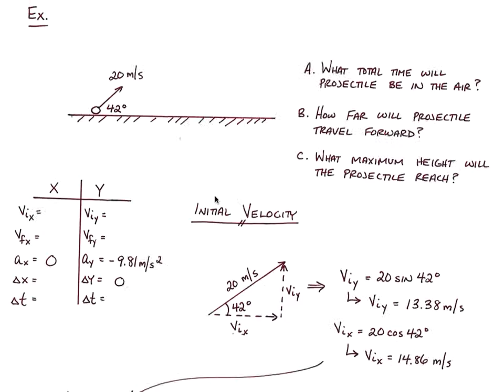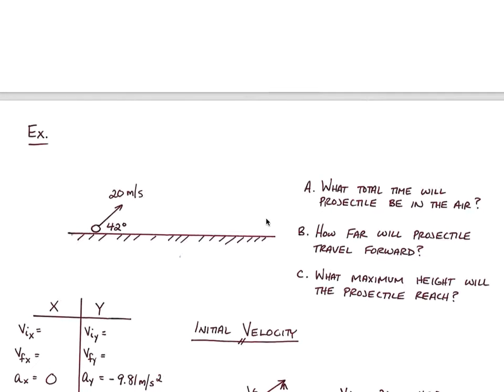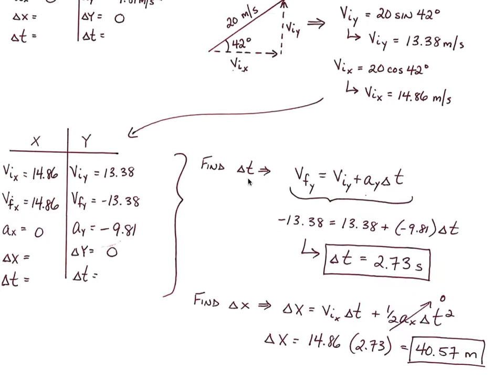And I'll go back to that first question. What total time will the projectile be in the air? So if I want to find delta t, I'm going to use my y variables because I have more of them. And I find if I just use one of my kinematic equations and plug everything in, I can find that that object will be in the air for 2.73 seconds.